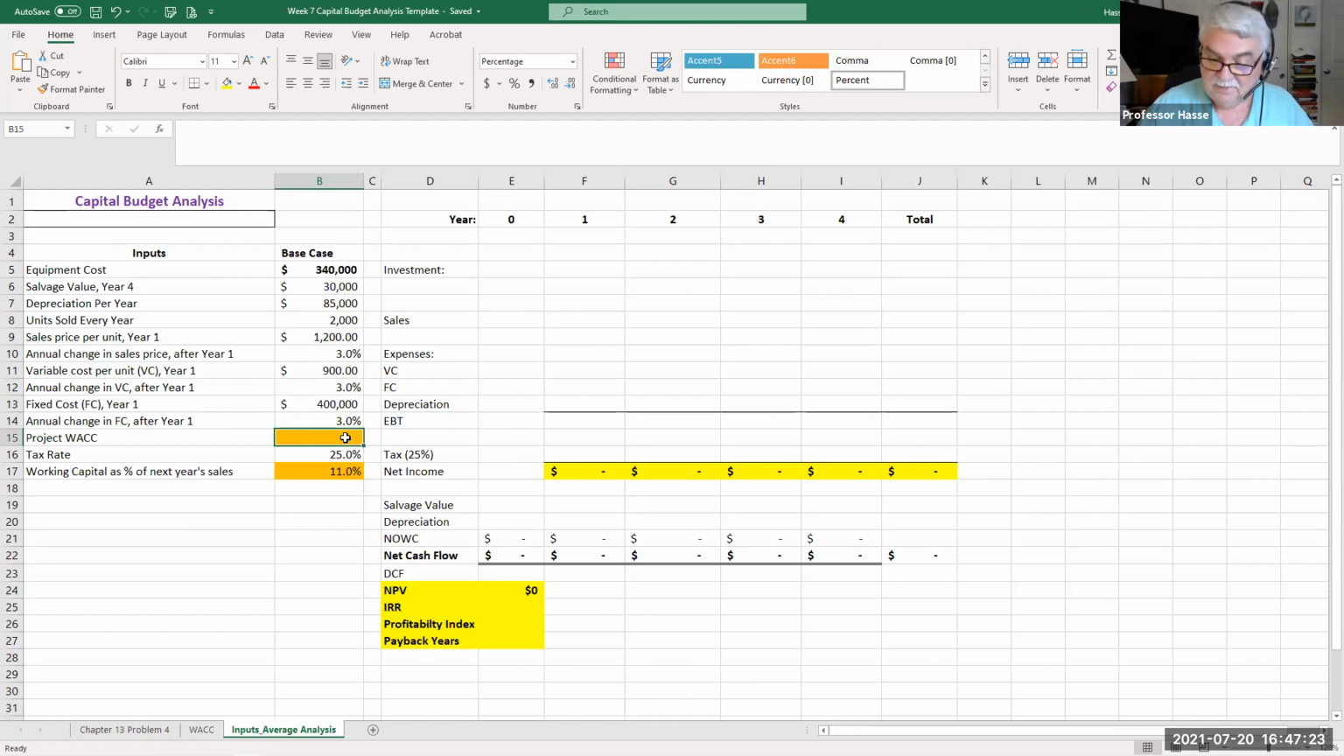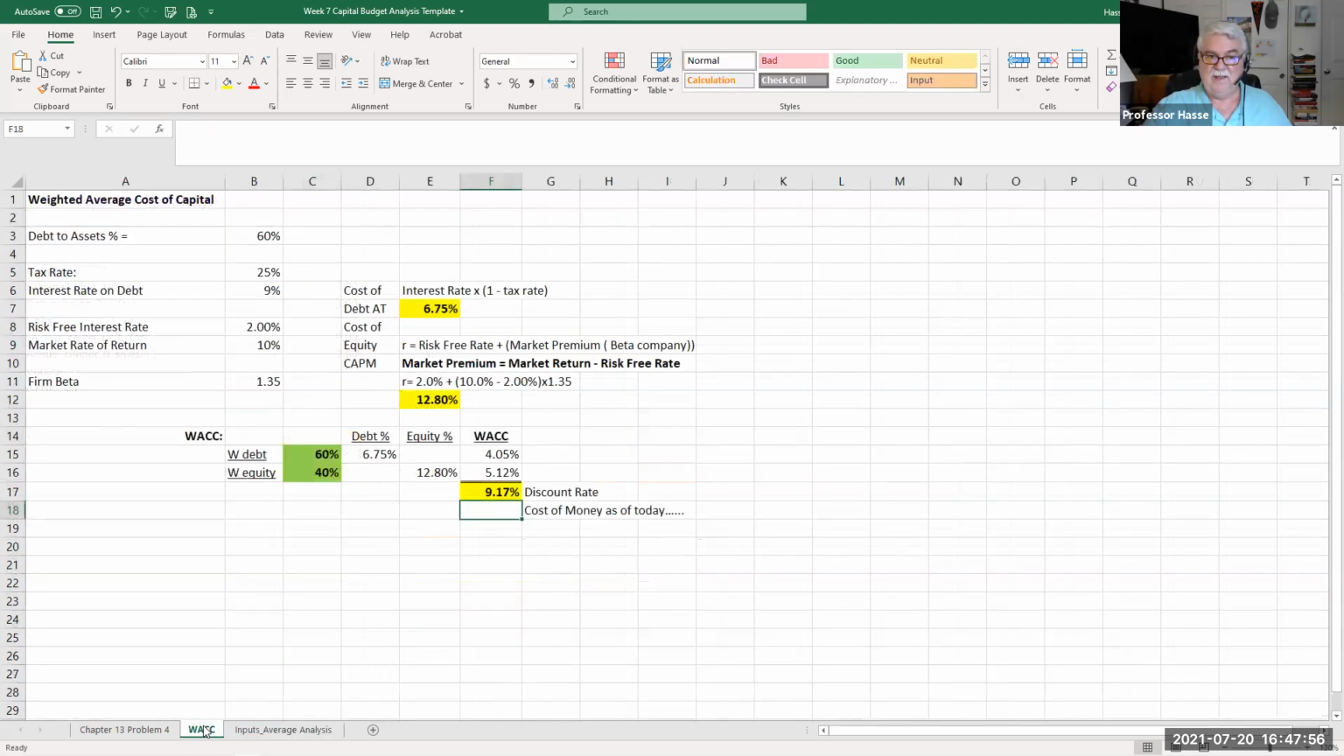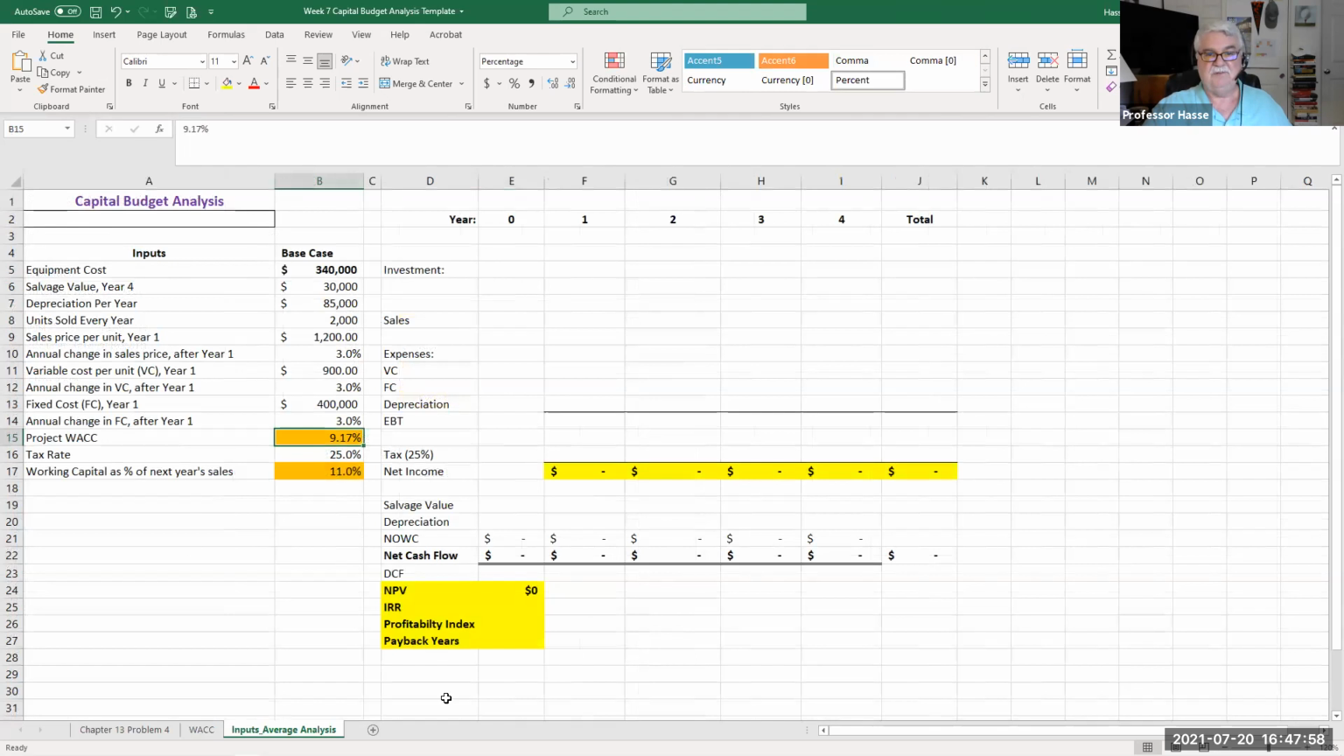This will be our discount rate, 9.17%, to be used in this problem. Just like we did last week, we're going to do a capital budget return analysis for this company of an investment of 4 years only, $340,000, to determine the NPV, IRR, profitability index, and payback of this capital budget analysis. Remember last week it was a little bit longer, at a discount rate of 9.17%, which is the WACC that we just calculated for this company.